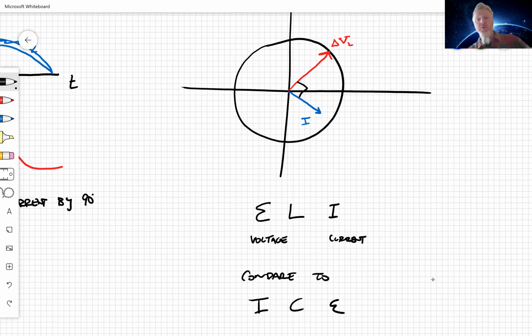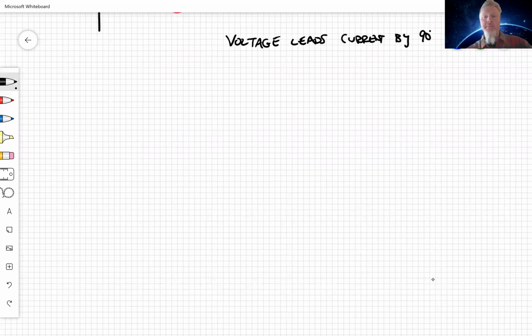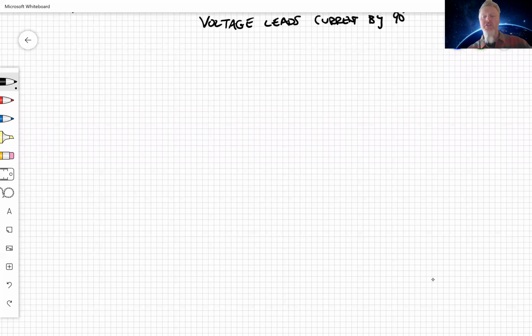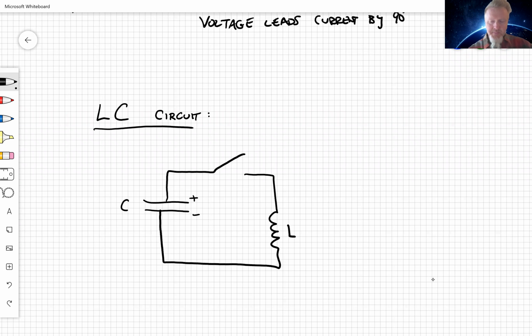That's the phasor diagram of the inductor. So what I want to do here is think about what happens if I stick an L and a C in the circuit together. An LC circuit. Let's imagine I have a charged capacitor, switch, inductor. I'm going to put no resistor in this circuit for right now.